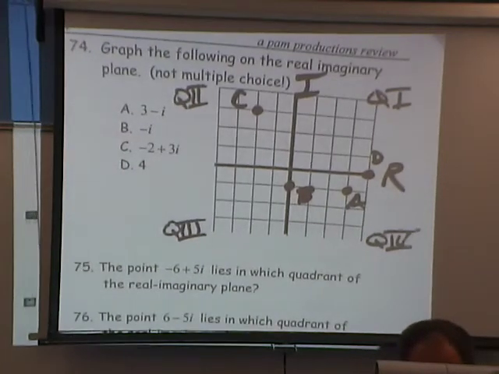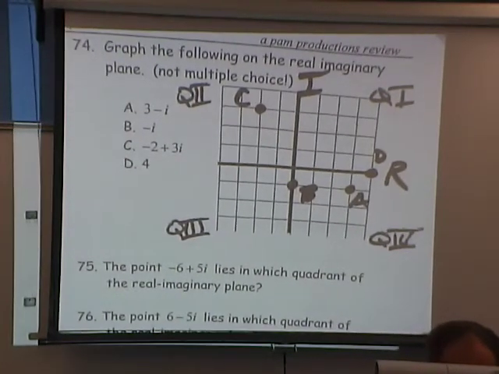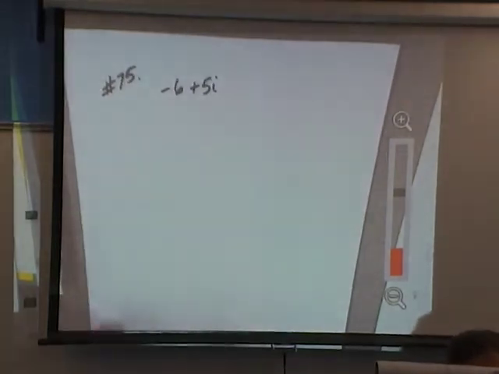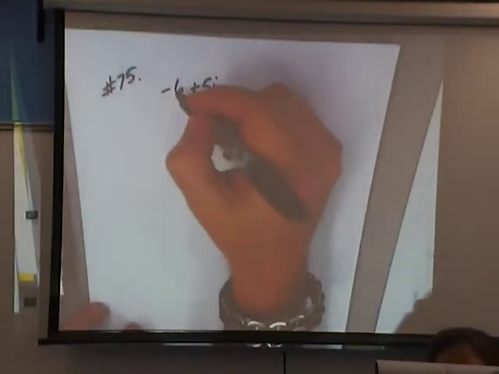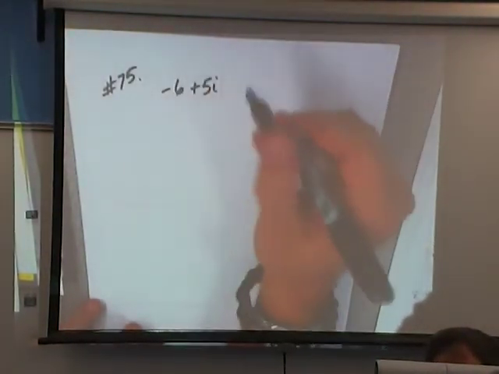Okay. Any questions on 74? Why do you think I told you about the quadrants? Reviewed that real quick. Oh, yeah. 75, the point negative 6 plus 5i lies in which quadrant? 2. So we go left and then up, right? It'll be quadrant 2.